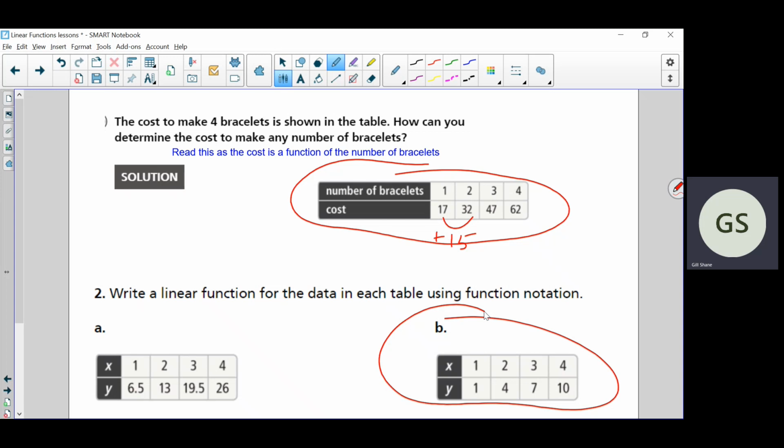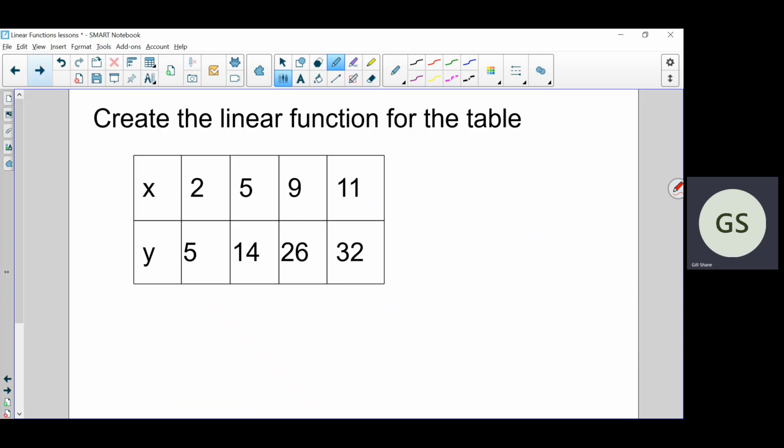I got that one. What is it? 3. So my x's are going up by 1. So my rate of change is just the difference in my y's. So it's 3. Piece of cake, right? All right, let's do another one. What about that one on the left? What's the rate of change in that one?